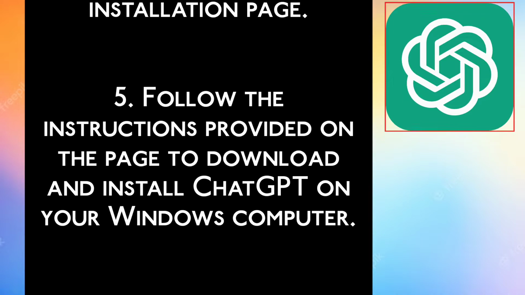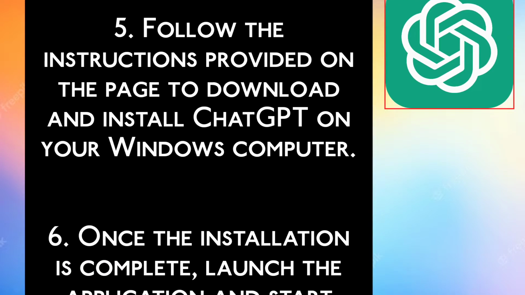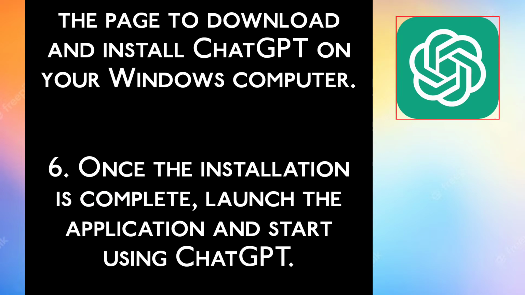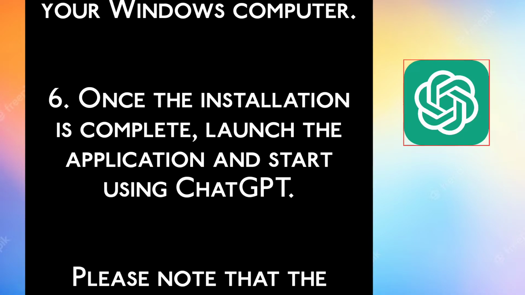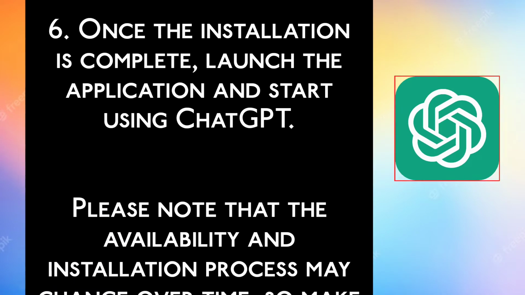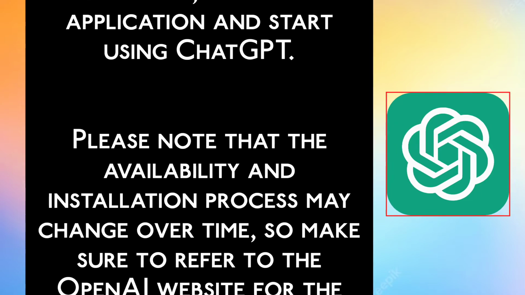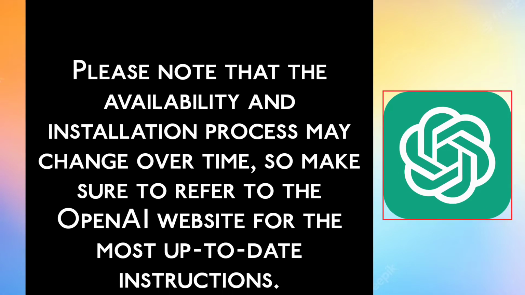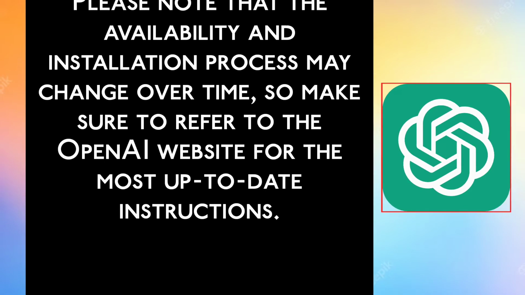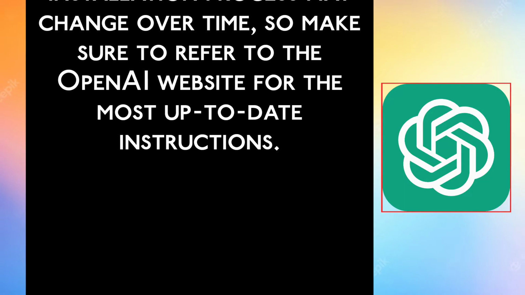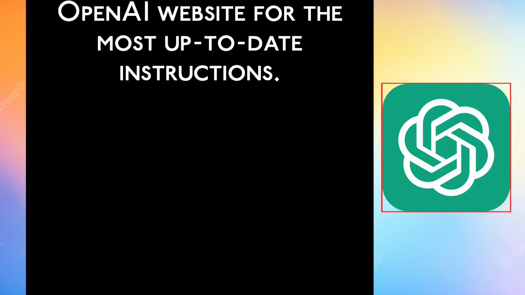Step 5. Follow the instructions provided on the page to download and install ChatGPT on your Windows computer. Step 6. Once the installation is complete, launch the application and start using ChatGPT. Please note that the availability and installation process may change over time. So make sure to refer to the OpenAI website for the most up-to-date instructions.